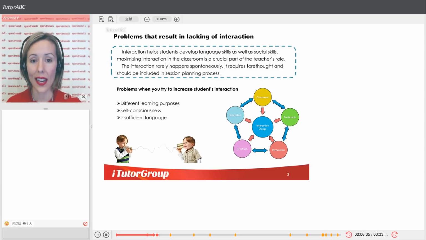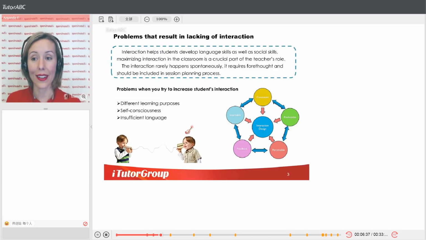So it's very important. And it's part of the teacher's role because interaction rarely happens spontaneously. It doesn't happen on its own. Usually the teacher has to think about how to interact in the classroom ahead of time so she can set up a scenario where interaction flows easily and the students feel secure. They know what they're doing because the teacher knows what she's doing and she's planned it out and explained it well.